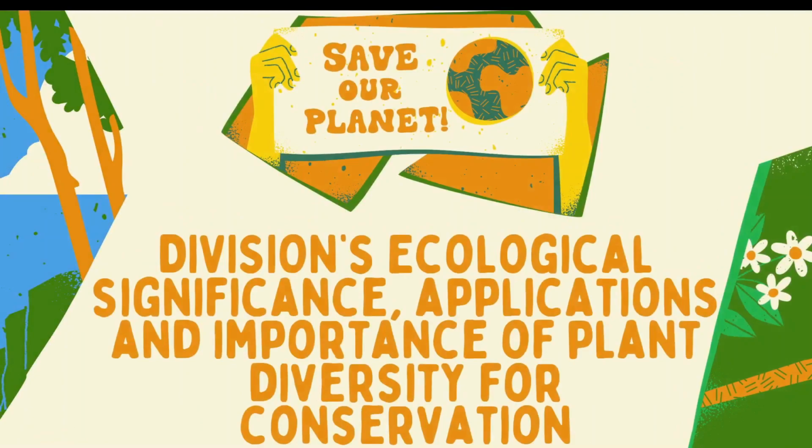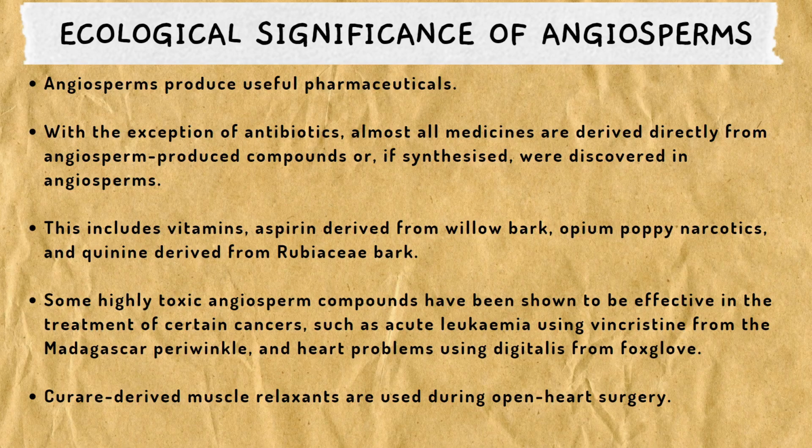In this part, we are going to discuss division's ecological significance, applications, and importance of plant diversity for conservation. The ecological significance of angiosperms is that angiosperms produce useful pharmaceuticals. With the exception of antibiotics, almost all medicines are derived directly from angiosperm product compounds, or if synthesized, were discovered in angiosperms. This includes vitamins, aspirin derived from willow bark, opium poppy narcotics, and quinine derived from Rubiaceae bark.